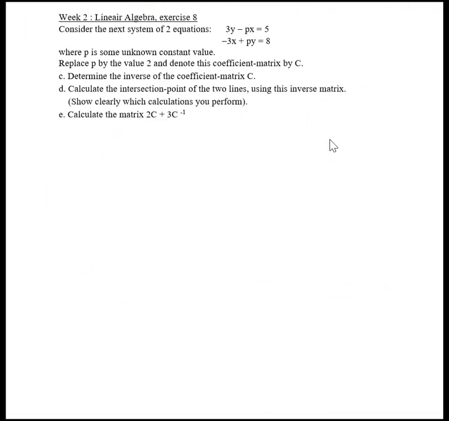Okay, so for the rest of the exercise, exercise C, determine the inverse of the coefficient matrix. And then they say replace the value p with 2. So if we think about the coefficient matrix again, that would be minus 2, 3, minus 3, 2. And so now we've replaced the p with the value 2. What is the inverse matrix?